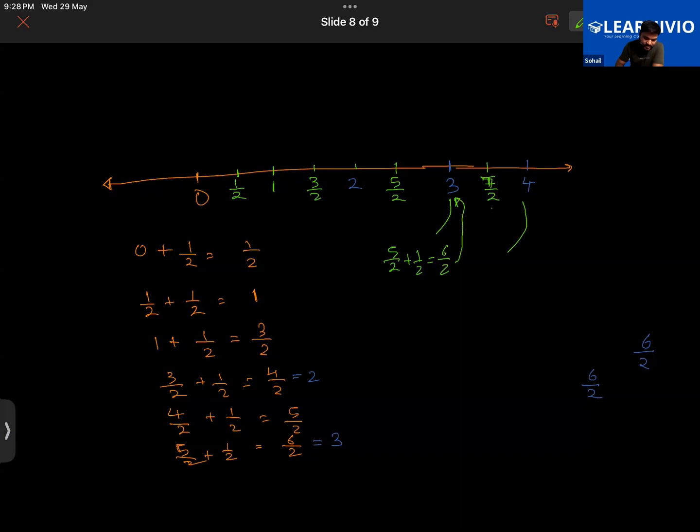Then 7 upon 2, how did it come? Because 6 upon 2 plus 1 upon 2, that is 7 upon 2. These are like fractions, just add the numerators: 7 upon 2. It cannot be simplified any further. It's in the simplified state. Why did I write 4 over here? Because 7 upon 2 plus 1 upon 2 gave me 8 upon 2. 8 upon 2 equals 4. Are you getting it? All right.